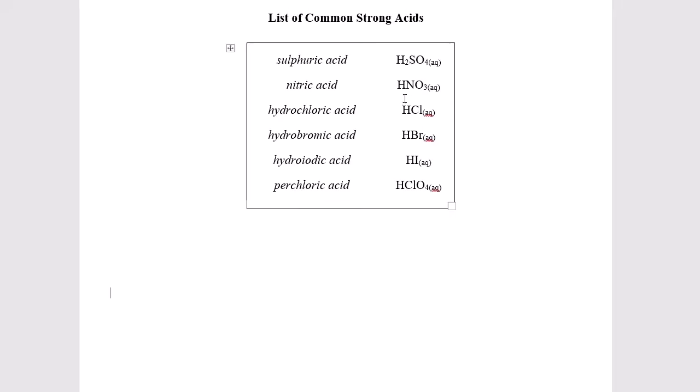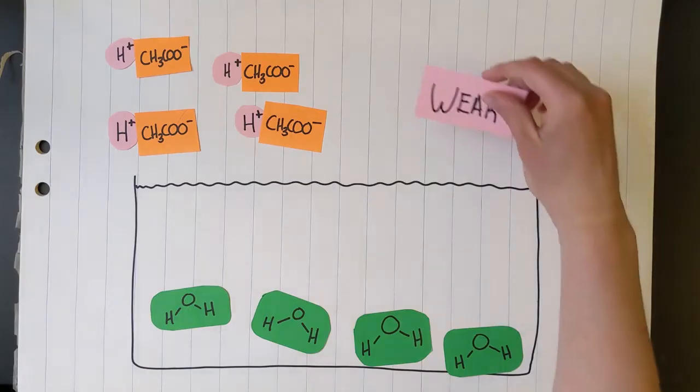There are 6 common strong acids that you should recognize as strong acids. So we have sulfuric acid, H2SO4, nitric acid that we were just looking at, hydrochloric acid, HCl, hydrobromic acid, hydroiodic acid, and perchloric acid. Those would all be examples of strong acids.